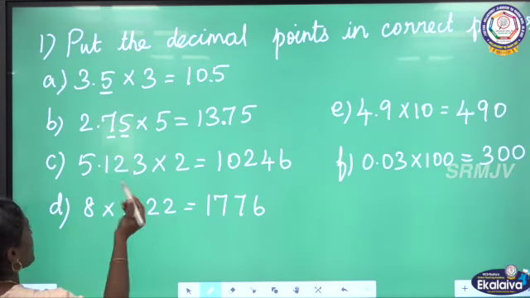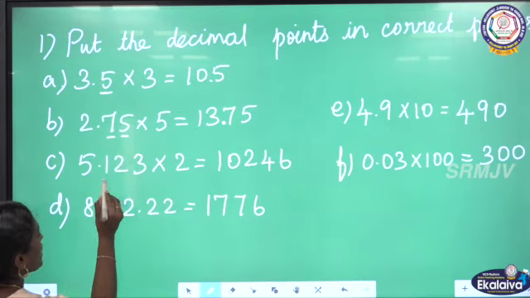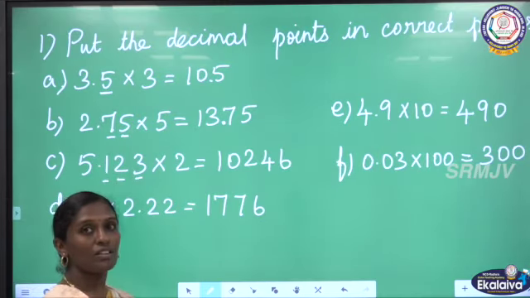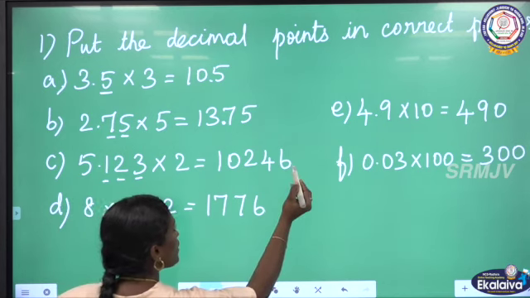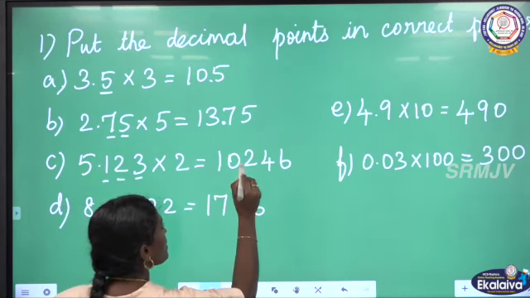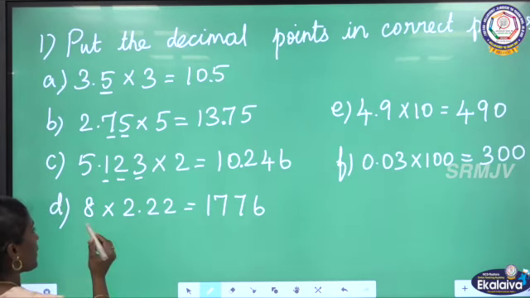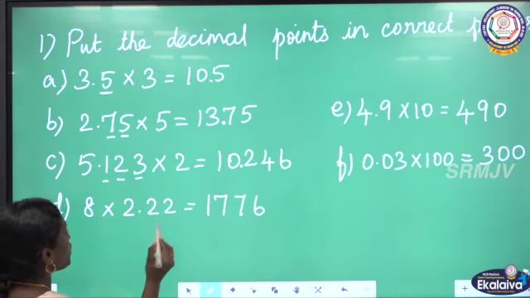The next one 5.123 into 2. In the given question three decimal places are there. So, in the answer also we need three decimal places. So, from the last before three digits we have to keep the decimal point. So, the answer is 10.246. See the next one 8 into 2.22.